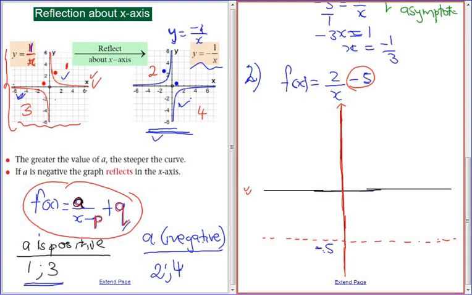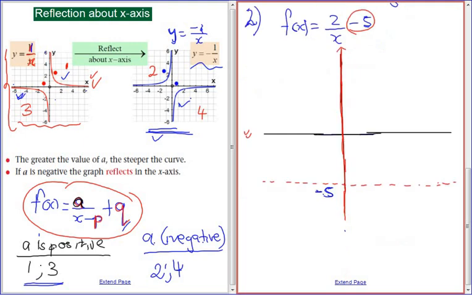Now, if I may ask you, which quadrants are we supposed to be in now? If you look closely, what's your A value? Well, since your A value is 2, you still have to work in your first quadrant. You use your asymptotes to figure out your quadrants. So you are in the first quadrant and in the third quadrant.